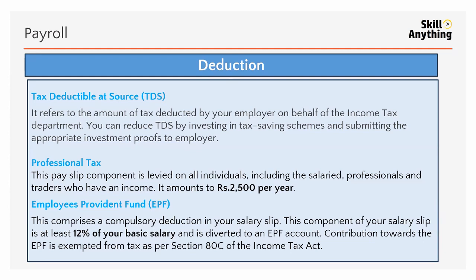Now come to the next deduction point, professional tax, meaning PT. Professional tax applies to individuals, including salaried persons or professionals like a CA, from whom we take professional advice. It is deducted from the salary or professional income. It is 200 rupees per month that we deduct from our income and deposit with the government.